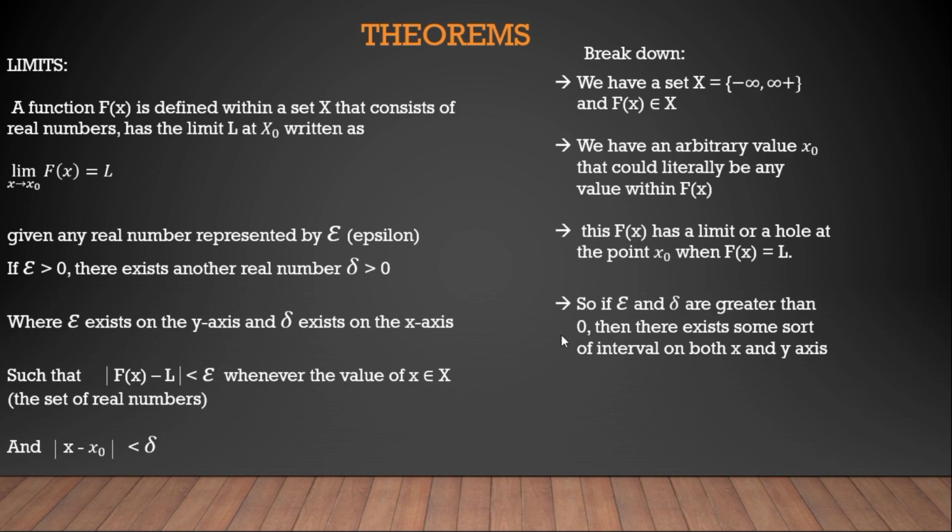So if epsilon and delta are greater than 0, then there exists some interval on both the x and y axes. f of x has this type of notation where we have our limit plus our epsilon value, then our limit itself, and then our limit minus our epsilon value. We also have our x values: x naught minus delta, our initial value of x itself, and x naught plus delta. This is all confusing and doesn't really make sense yet, so let me give you a visual representation.